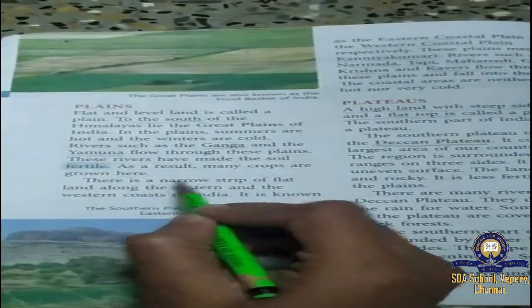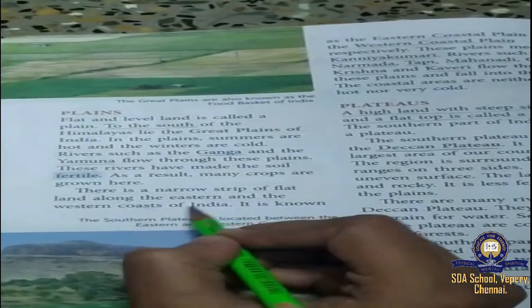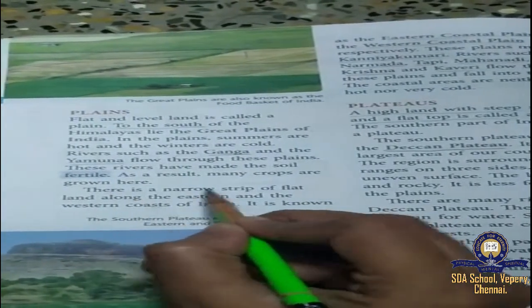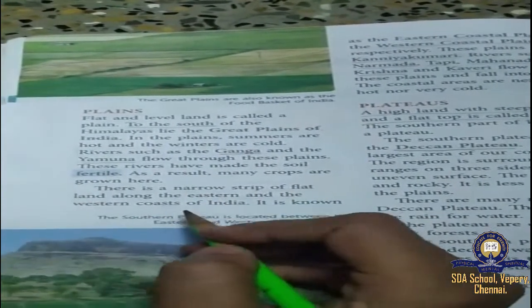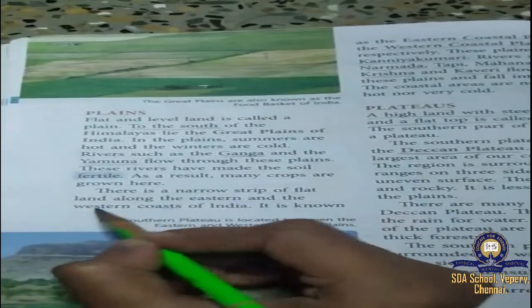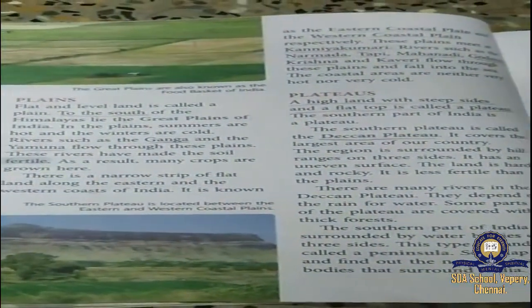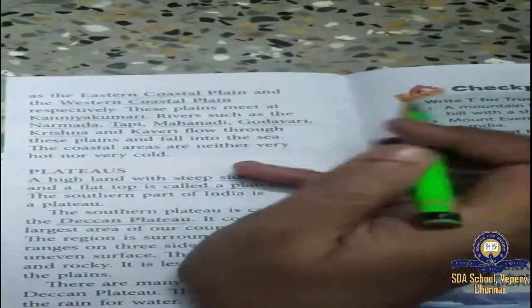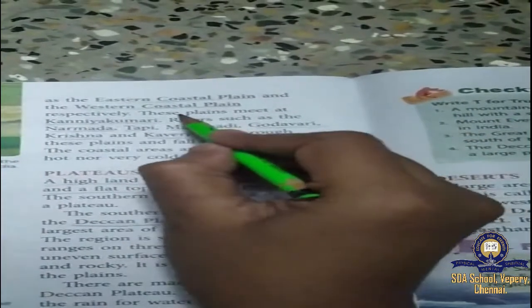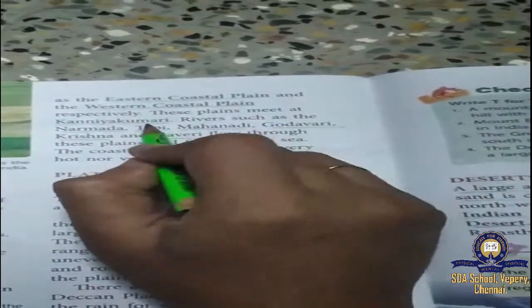There is a narrow strip of flat land along the eastern and the western coast of India. Narrow means very thin. It is known as the Eastern Coastal Plain and the Western Coastal Plain. And these plains meet at Kanyakumari. The Eastern Coastal Plain and Western Coastal Plain meet at Kanyakumari.